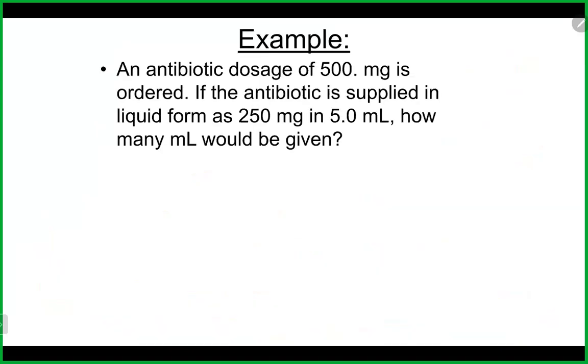So why don't you try this one here? An antibiotic dose of 500 milligrams is ordered. If it is supplied in 250 milligrams per 5 milliliters, how many milliliters would you be given?